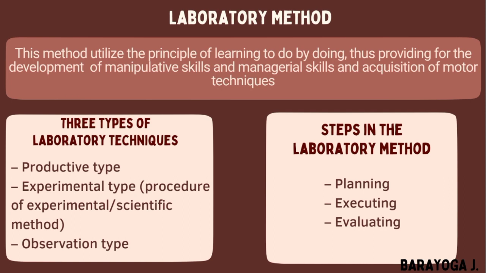The first one is productive type. The second one is the experimental type, or the procedure of experimental or scientific method. And the last one is the observation type. Here's the steps in the laboratory method. The first one is the planning, the second one is the executing, and the last one is the evaluating.